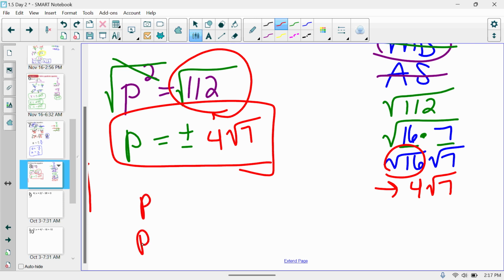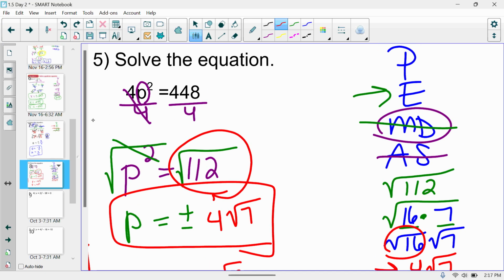One more time, if this were x squared, my answers would be positive 4 radical 7 and negative 4 radical 7. We have to remember that there's always going to be 2, because if we plugged it in to check it, a positive squared is positive, but so is a negative. They're both going to work if we plug it in to check it, okay?